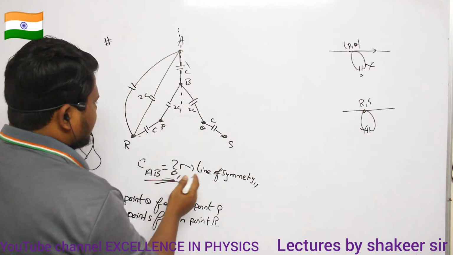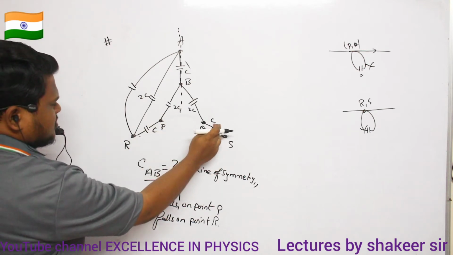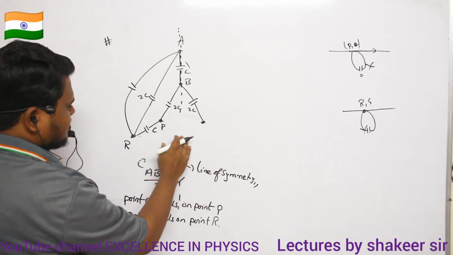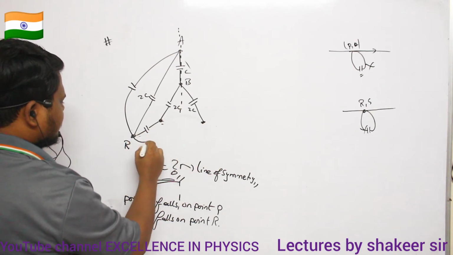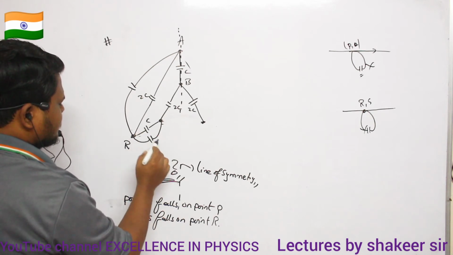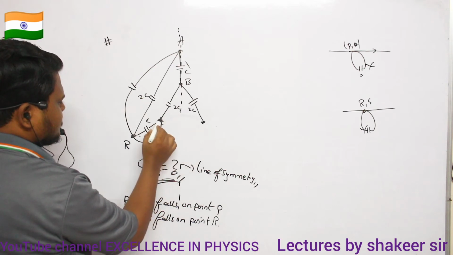Similarly, Q falls on P and S falls on R. So these two capacitors also become parallel. Therefore I will remove this capacitor also and instead write one more capacitor. What is this one? C plus 2C, that is 3C? No, C only. This is what is going to happen. Similarly, this point falls on this point.